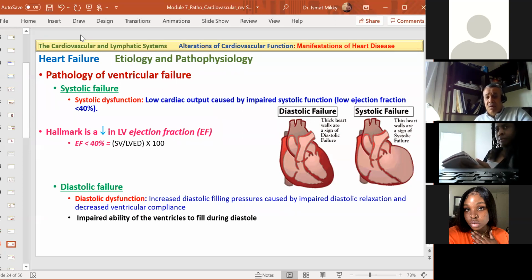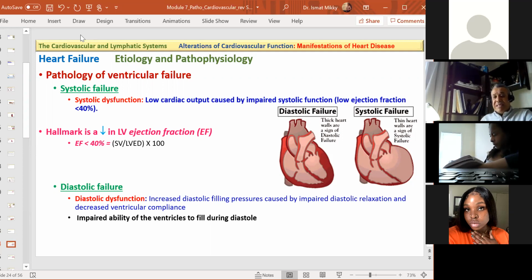Systolic dysfunction is low cardiac output caused by impaired systolic function, which would result in a decreased ejection fraction. And last week, I believe we went over the equation, how to calculate the ejection fraction from the stroke volume and the left ventricular end diastolic volume times 100. So we know the equation. The ejection fraction is supposed to be between 50 or 55 up to 70%. Patients with systolic dysfunction tend to have a lower ejection fraction than 50. It will be less than 40%.